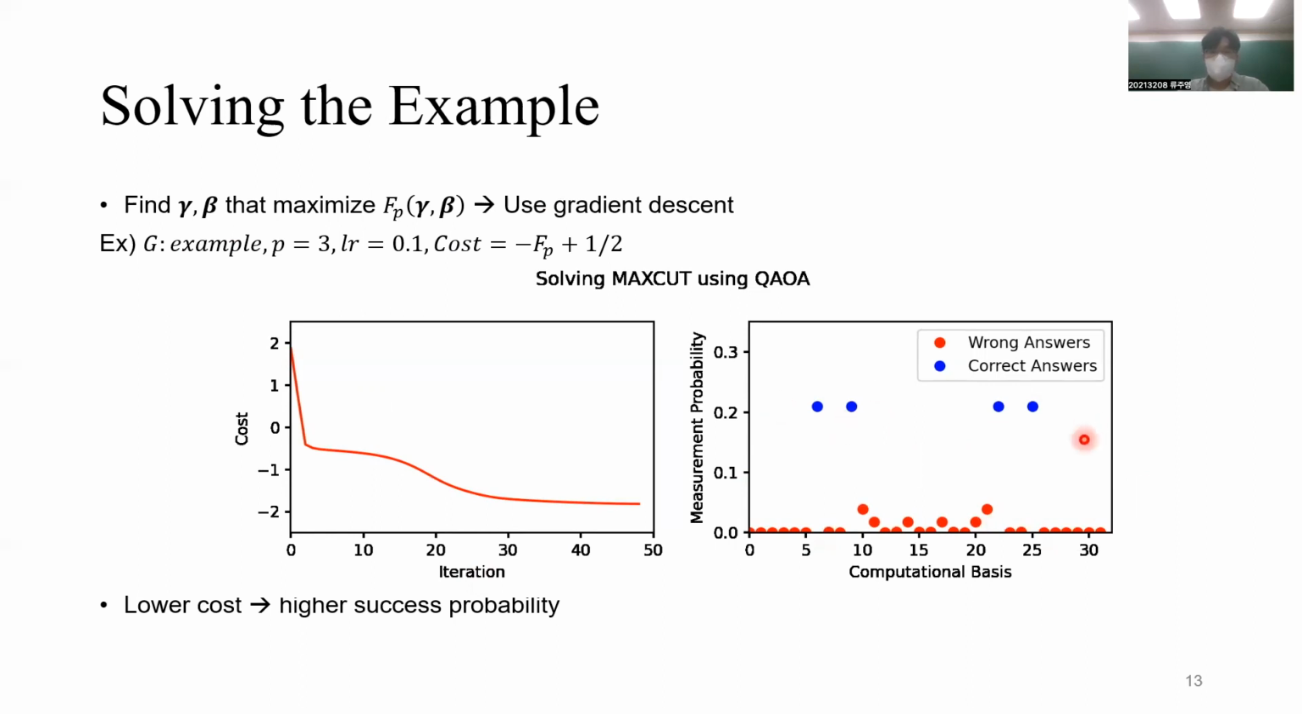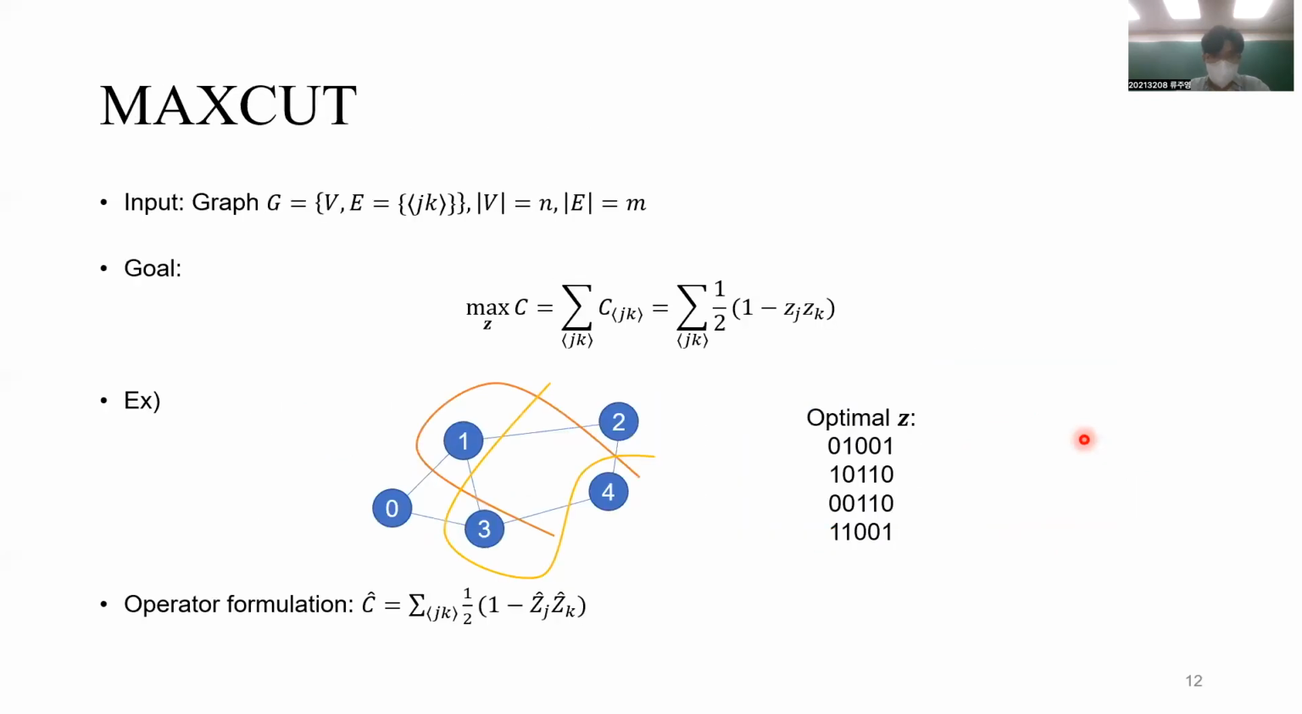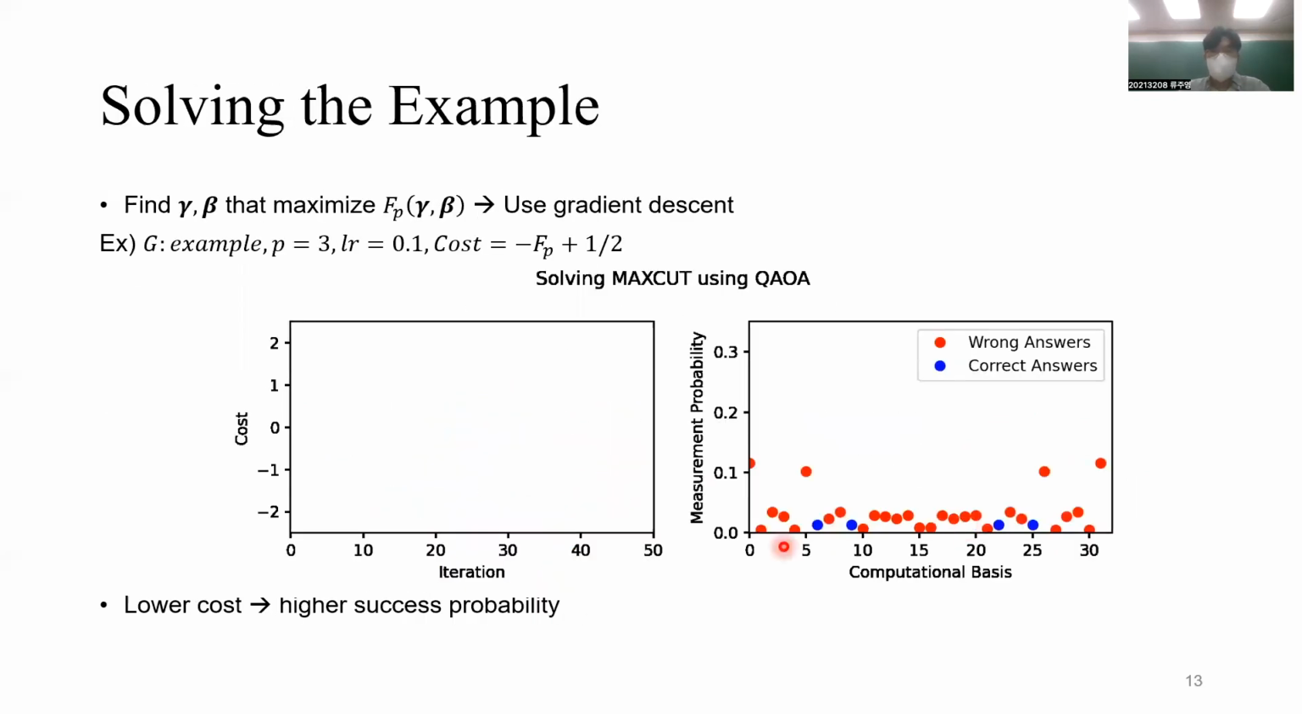But if we look at the initial state, so this is without optimization, we can see that even if we measure this state multiple times, the probability of us getting the correct answers is very low. So this is how QAOA kind of works.